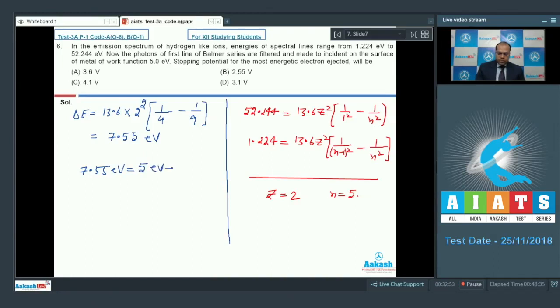Now if I apply the photoelectric equation, 7.55 electron volt is equal to work function, that is 5 electron volt, plus e into stopping potential. So the maximum kinetic energy can be written as e into stopping potential. So from here the value of stopping potential comes out to be 2.55 volt. So option B is correct. So the correct answer for question number 6 is option B.